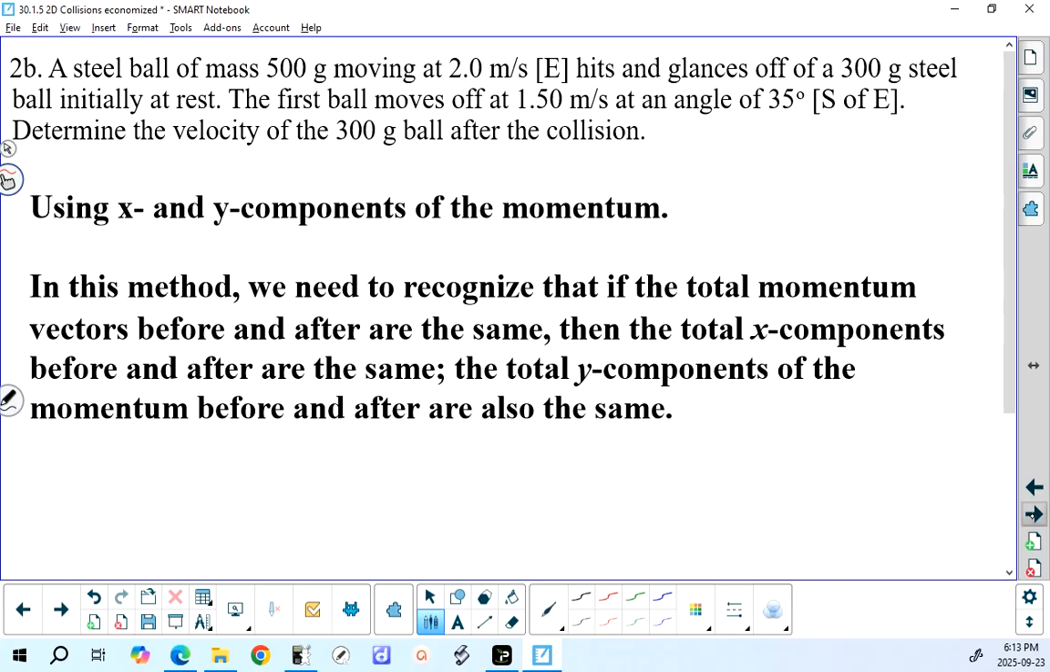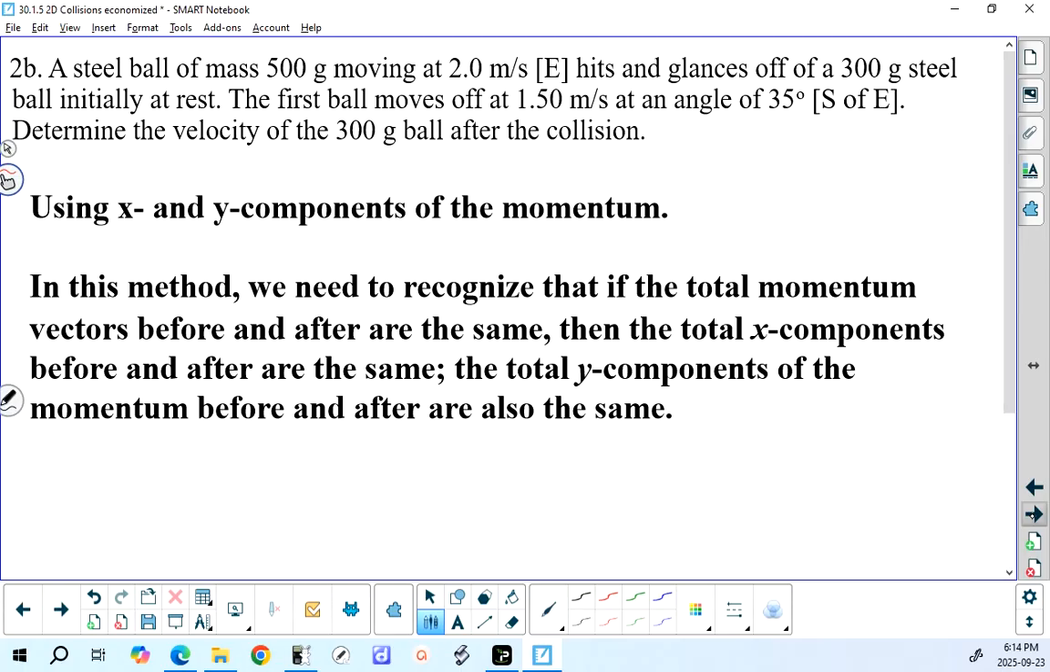Of all of the different methods you can use to solve two-dimensional collision problems, this is the method that will always work. As you get better and better at doing these types of problems, you might discover that a different method is easier sometimes, but I'm telling you, if you're ever stuck, this method is going to work. In order for you to use this method, you need to understand the following.